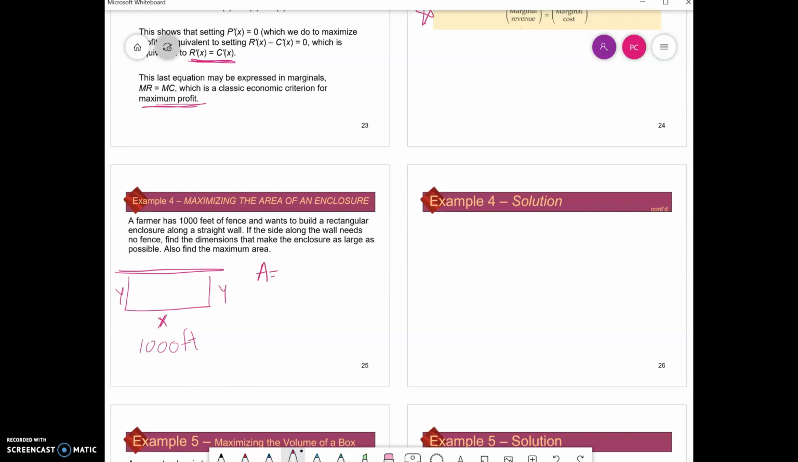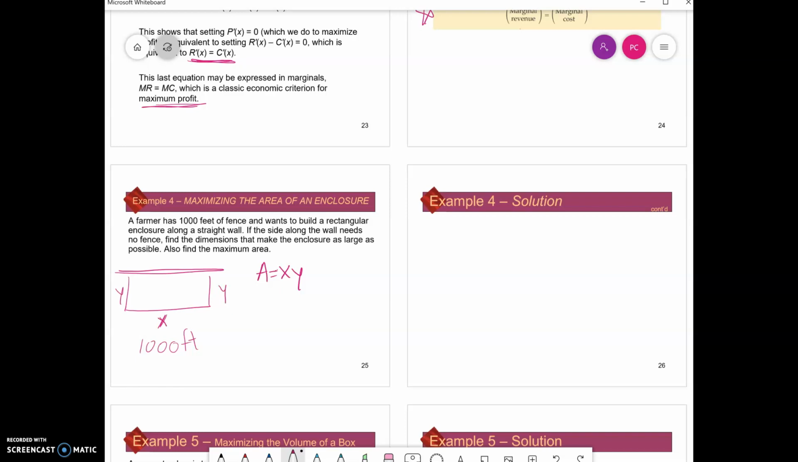Remember, area is length times width, so in this case, X times Y. So the goal would be to maximize this X times Y equation. Let me rewrite that, sorry. Now, we can't take the derivative of a function with two different variables. We will actually learn how to do that by the end of this chapter, but we can't for now.